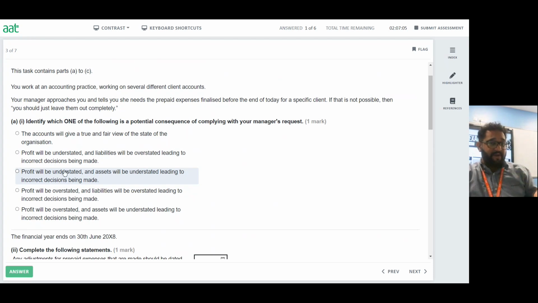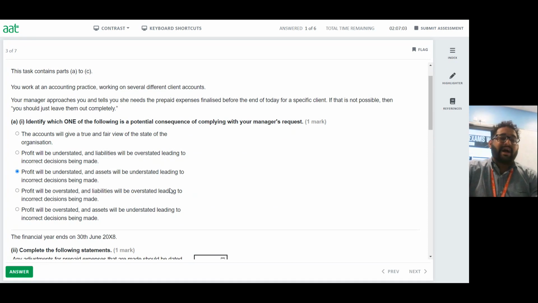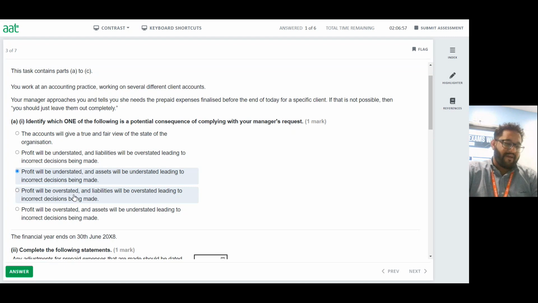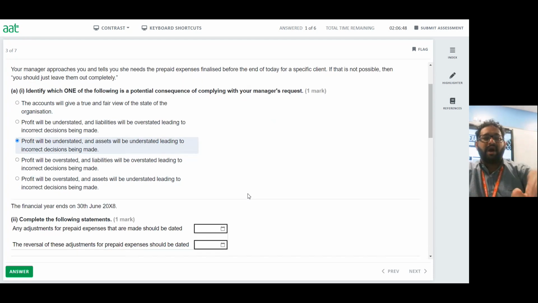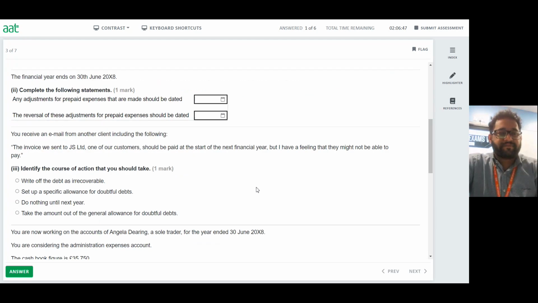Okay, so profit will be understated, assets will be understated. That will be the correct answer for this one. I don't think the profit will be overstated. The reason why, if you have a prepaid expense, if you don't take it out, the profit is going to have no changes whatsoever. All right. And then this is straight away wrong anyway. So the answer is going to be the third one.